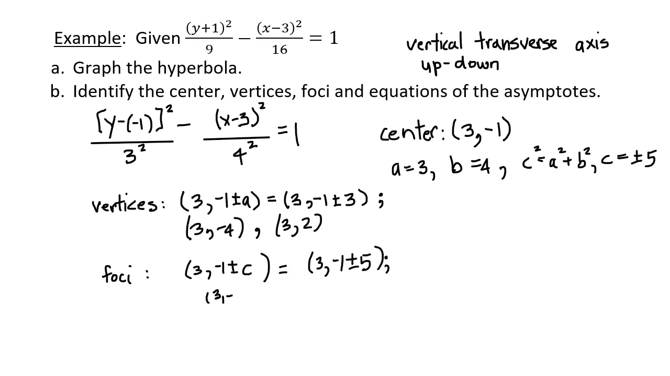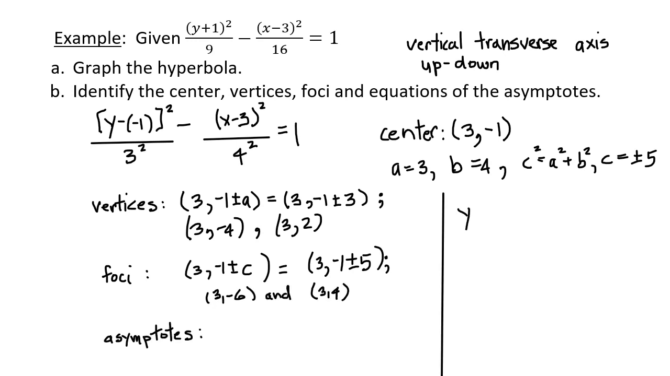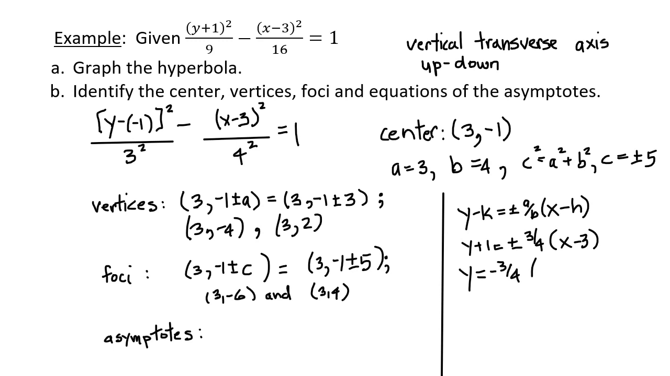So we'll have 3, negative 6, and 3, 4. For the asymptotes, I'll have y minus k equals plus or minus a over b times x minus h. So this is going to be y plus 1 equals plus or minus 3/4 x minus 3. And by the time I solve each of those equations, I'll have y equals minus 3/4 x minus 3 minus 1, and y equals positive 3/4 x minus 3 minus 1.